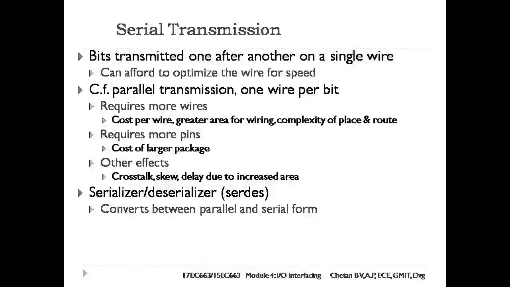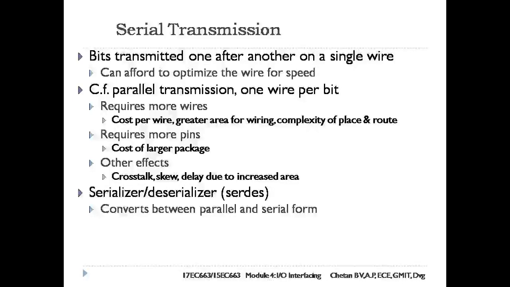Serial transmission. Bits transmitted one after another on a single wire is called serial transmission. Here we can afford to optimize the wire for speed. Parallel transmission requires one wire per bit. Parallel transmission requires more wires.